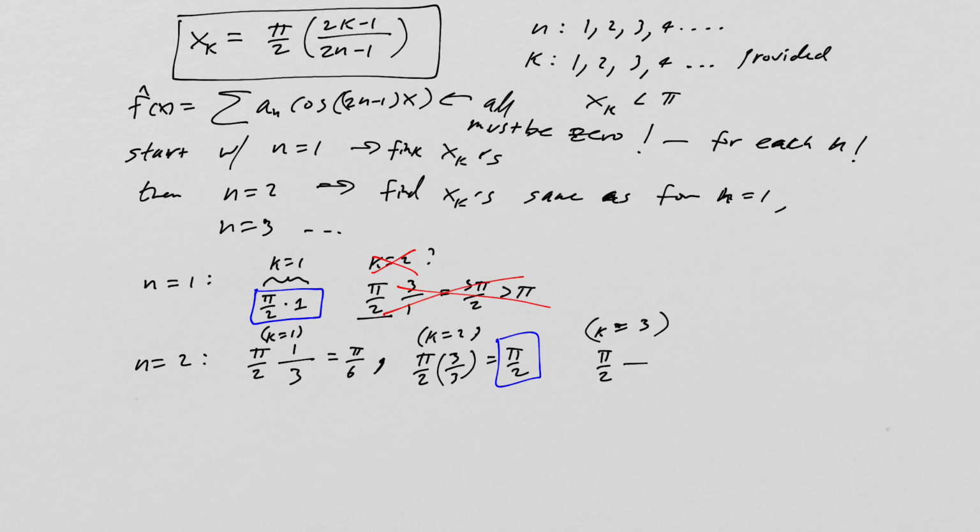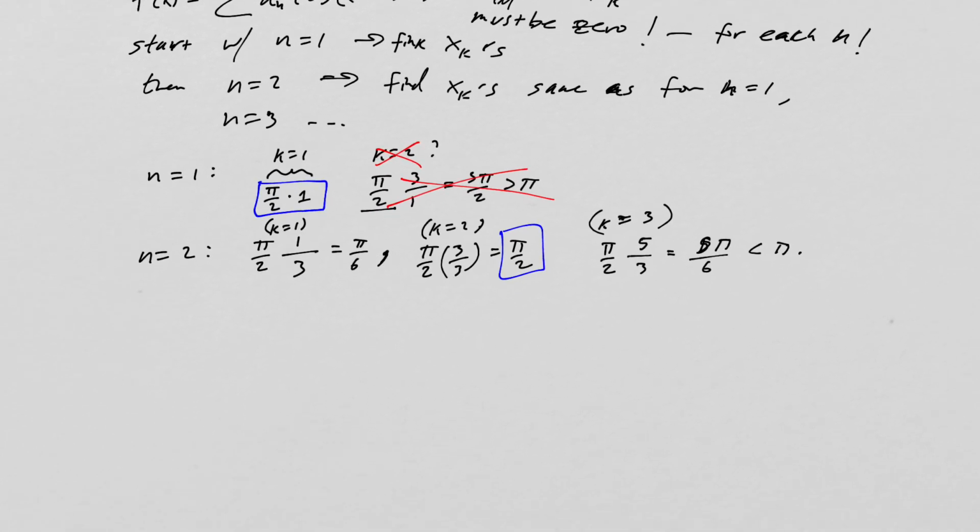Clearly, we're going to get a pi over 2 times 5 over 3. And we can see this actually is a root of the n equals 2 function, because that's, of course, going to be 5 pi over 6, which is less than pi. So it's in our domain. The question is, can we keep finding pi over 2? And now we're going to do n equals 3, and I'll spare you the details, but if you go to k equals 3, of course, we're going to get a pi over 2 times 5 over 5, which again is going to be pi over 2.